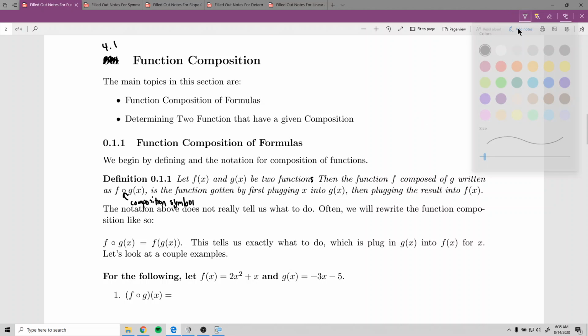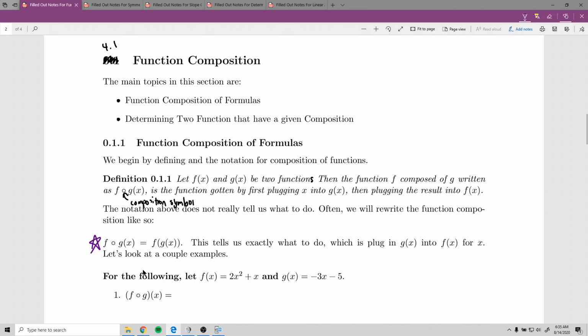One thing I like to go ahead and write down almost immediately is that the notation doesn't really tell you what to do, so we often rewrite it. And you'll see when I work through the problems, I'm going to rewrite it like this every time. If we want to plug x into g of x and then that into f of x, the way we write it is like this. We have f parentheses g of x, or f of g of x.